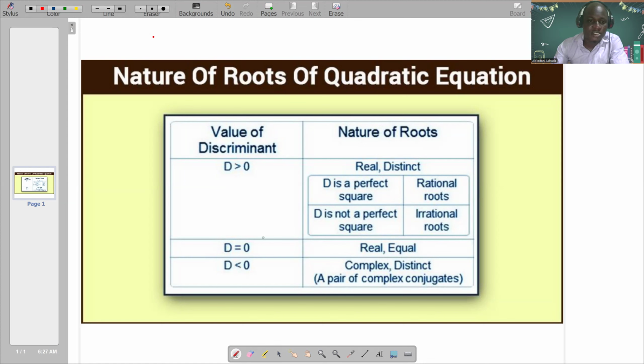like that. So the second aspect is when d is equal to 0, we have what we call real and equal roots. And the third aspect is when d is less than 0, we have a complex root. There we have what we call a complex conjugate, and that is a complex root.